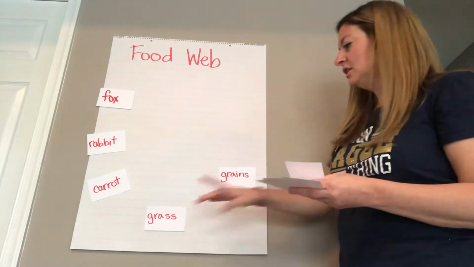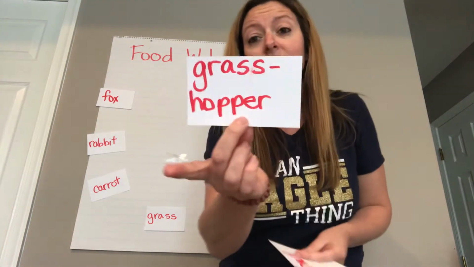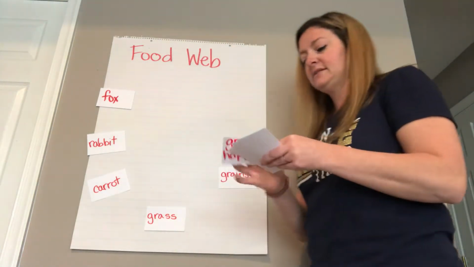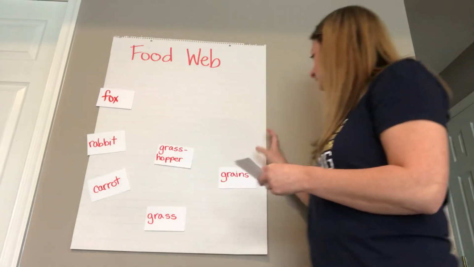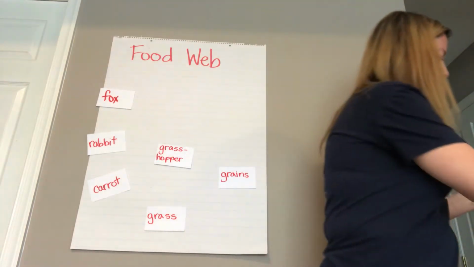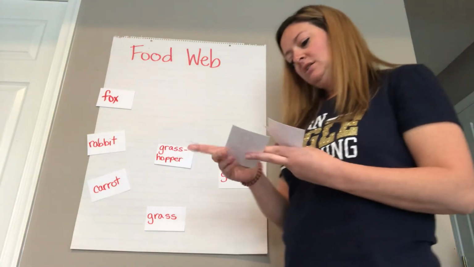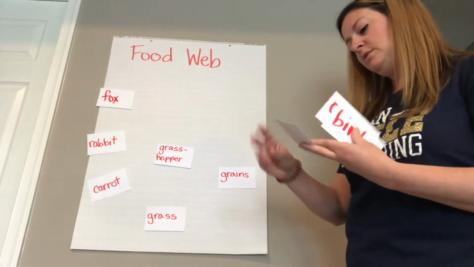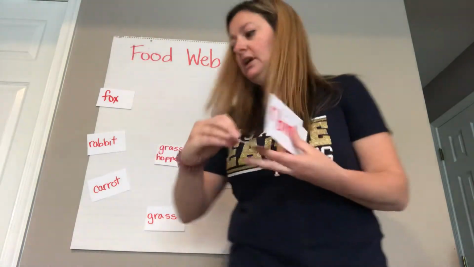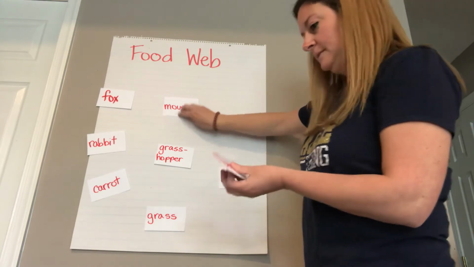Okay, I'm going to come back down here to the bottom, and I know from my cards that a grasshopper is going to eat grass. I'm going to put that right in here. Okay. Next, if I think about what eats a grasshopper, I know that a mouse would eat a grasshopper. Put the mouse right here. Okay, you should have 2 left, birds and owl.